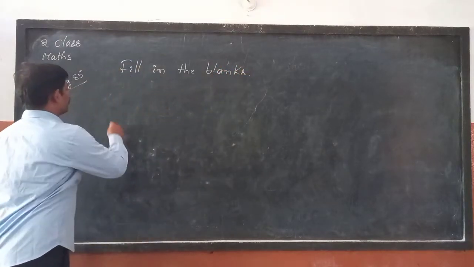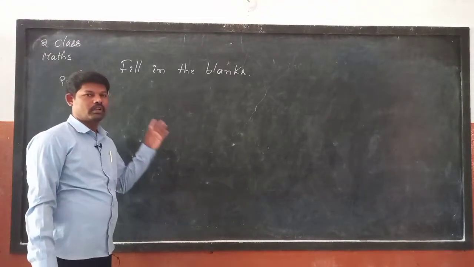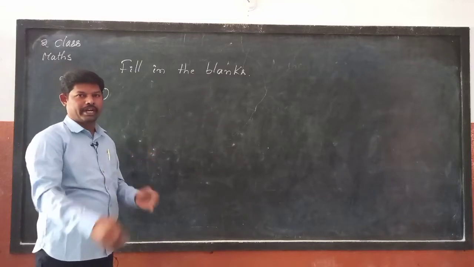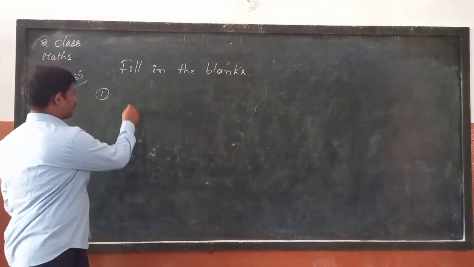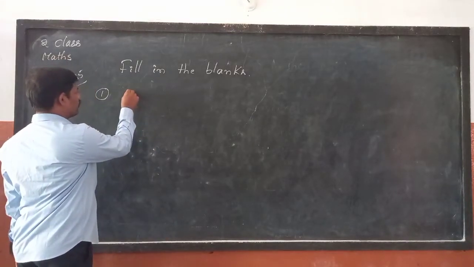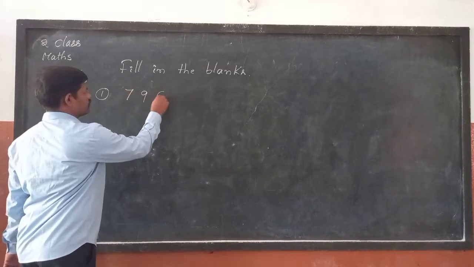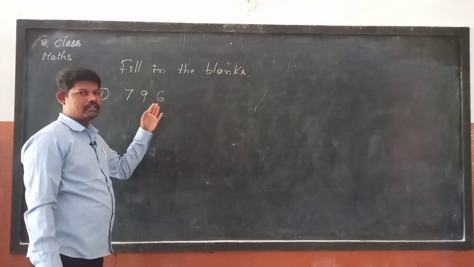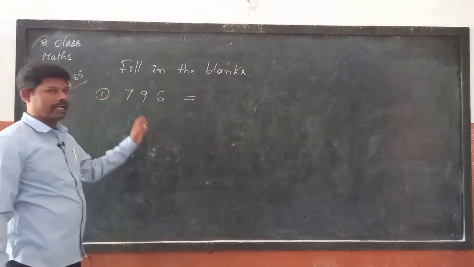So here we have some numbers. According to the place values, hundreds, tens, ones, we have to divide and write an expanded form. So that is expanded form. For example, I will write one number here: 796. You can write this number like this.